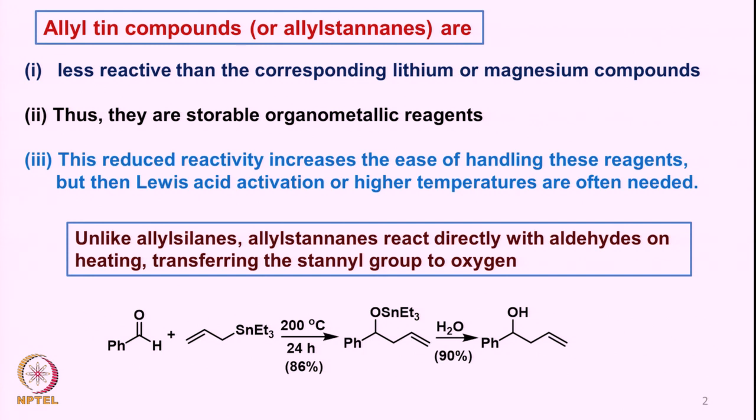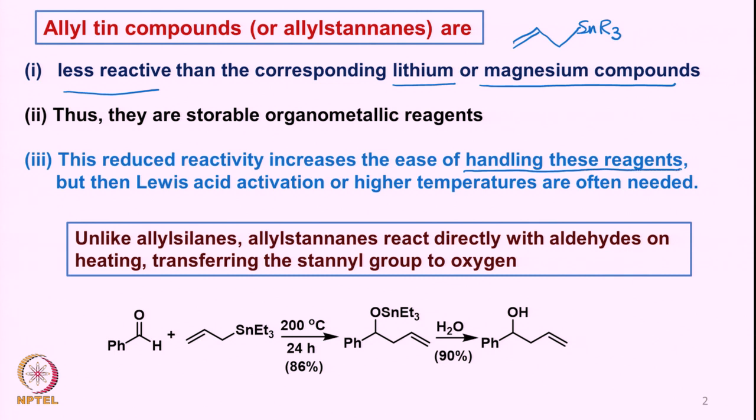So allyl tin compounds are allyl stannanes, which are of this type, when you have, say, allyl tin having different substituents. Now there is more covalency between the carbon and tin bond, and therefore they are generally less reactive than the corresponding lithium or magnesium allyl compounds. Thus they can be stored easily, and therefore they are easier to handle. The reduced reactivity, because of the covalency of the carbon tin bond, increases the ease of handling.